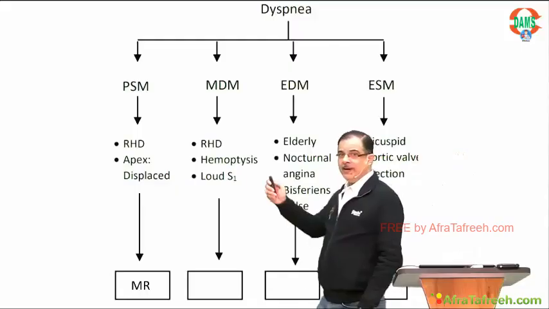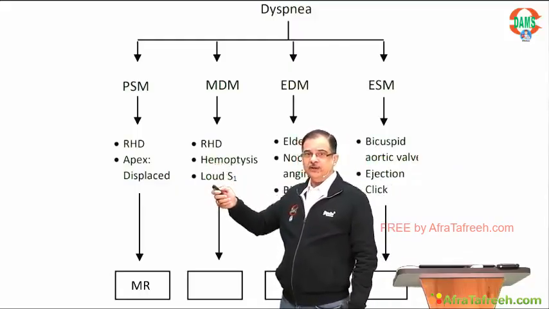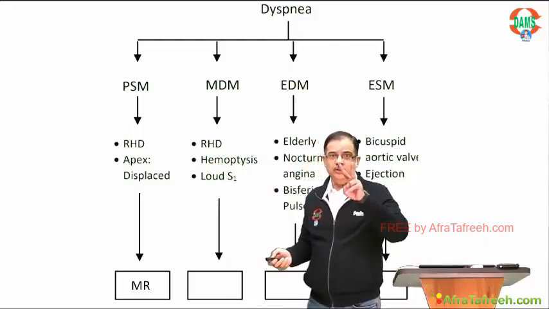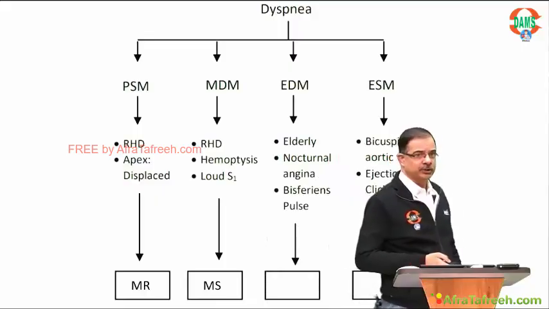Patient has rheumatic heart disease, hemoptysis, and a loud S1. Loud S1 has only two causes, MS and TS. So the answer here will be mitral stenosis.